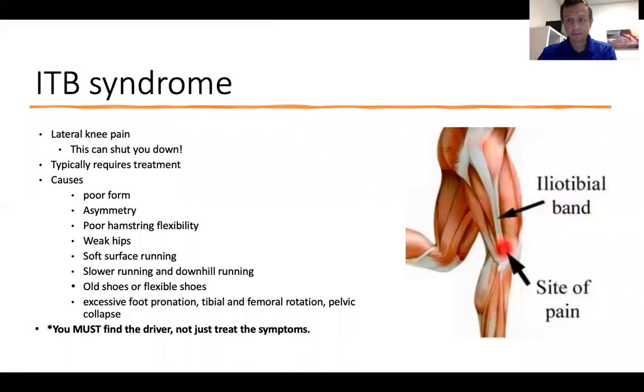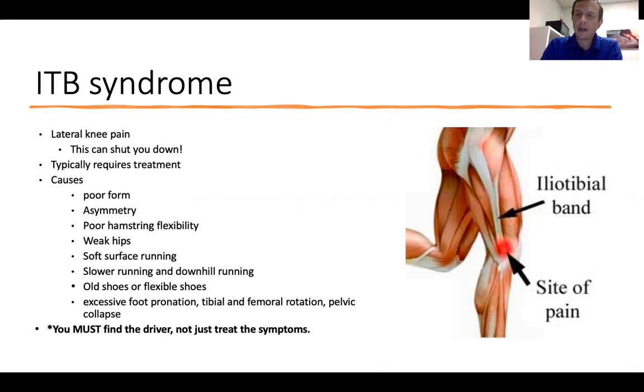IT band syndrome, most common running injury in men. That's pain in the knee, but it's on the outside of the knee. So you can see this red hot spot is meant to identify the site of IT band pain. The IT band is a long, thick band of fascia that runs down the side of your leg. It is not contractile tissue. It does not lengthen. So I like to say that when somebody has IT band pain, it's never the IT band's fault.